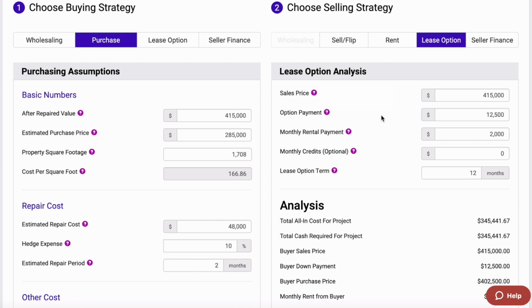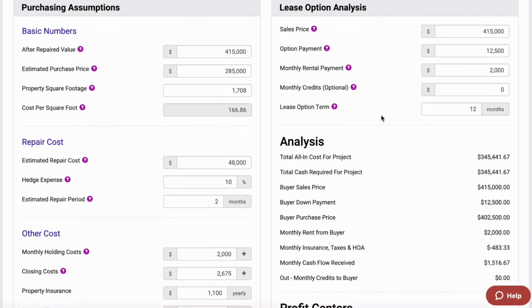So after fixing this property up and doing a lease option, I'm going to put this at top price, so $415. Option payment, or what we call the down payment, I'm going to ask for $12,500. Monthly rent payment's going to be $2,000. I'm not going to give any monthly credits in this example.